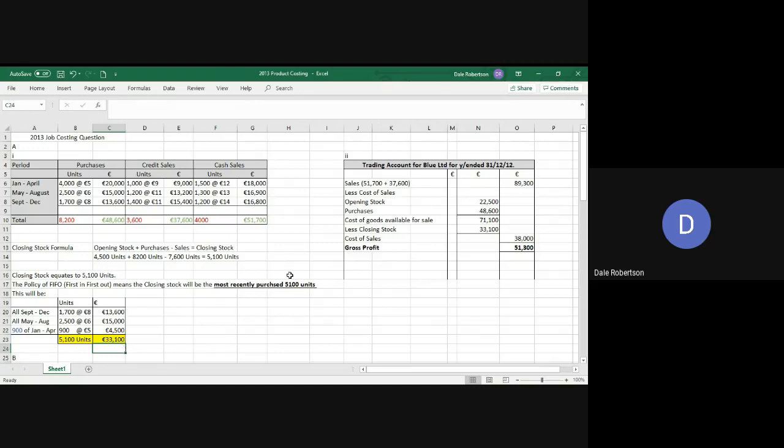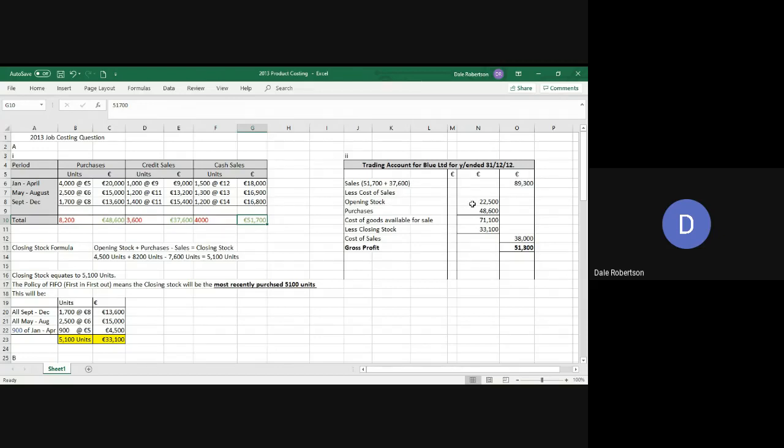Now we move this across to part 2 of the question. You're asked to do a trading account, and a lot of the hard work is already done now for you. For example, the sales, where did I get this 89,300? Well, that is a combination of the 51,7 and the 37,6, which you have already worked out here and here. So that is your total sales.